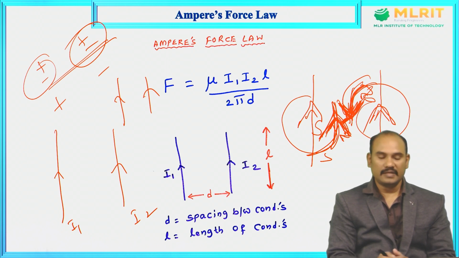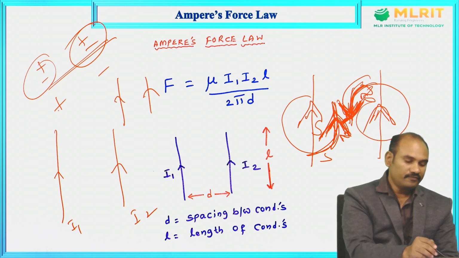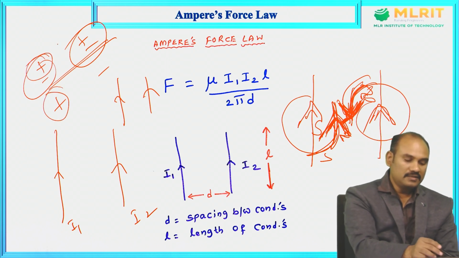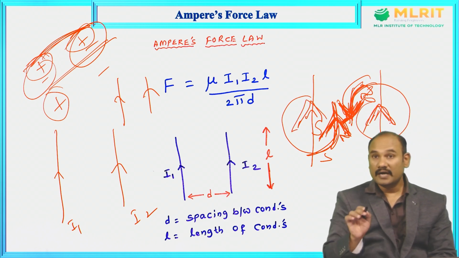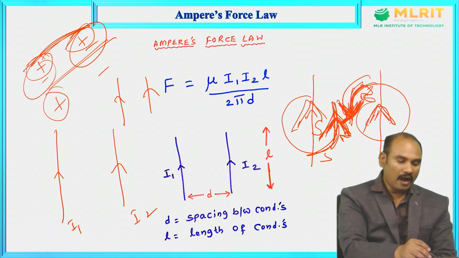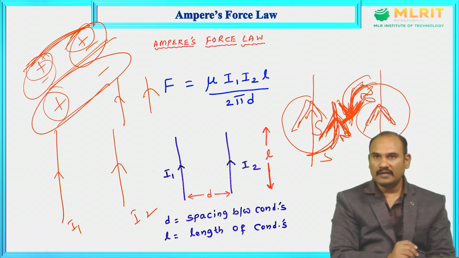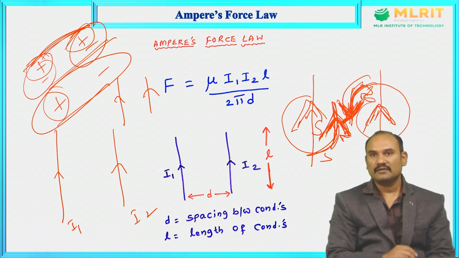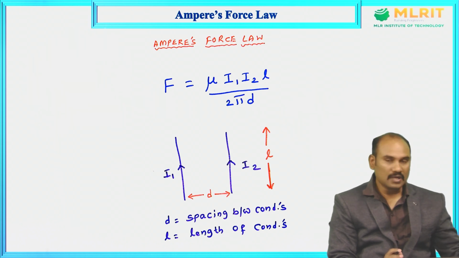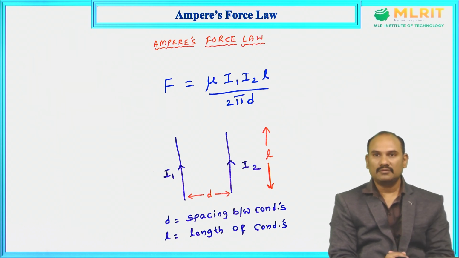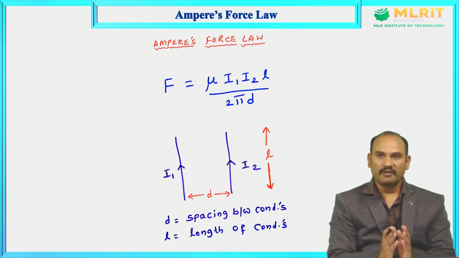That's the reason in electrostatics we have like charges which repel, here like currents attract each other. That's the difference. Unlike charges attract each other, unlike currents here repel each other. That's the difference that you have to keep in mind. So this is all about the thorough understanding of Ampere's force law, which deals with magnetic forces between electric conductors.